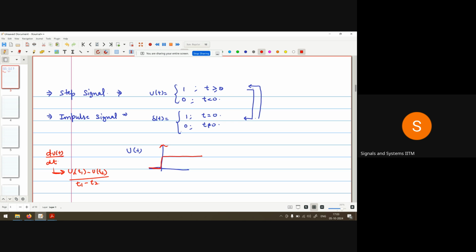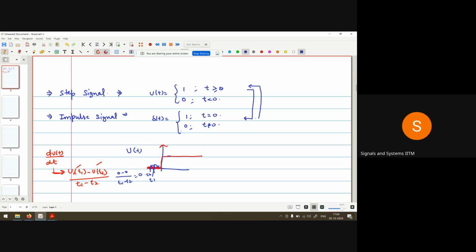So from this region to this region, everywhere the signal is 0. That means this is 0, this is 0. If I am taking any time period difference, for example at this point, if this time period is called T1 and this one is called T2, what is the magnitude at T1, T2? 0 minus 0 upon T1 minus T2, that becomes 0.